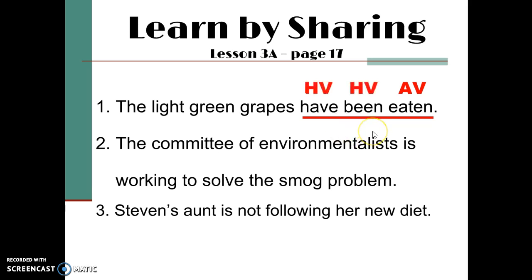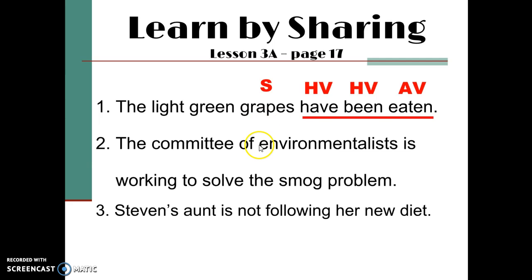One thing to note, and I saw a couple people doing this already, labeling some of these as LV, linking verbs. They'll never be linking verbs. You're never going to have a linking and an action verb in the same phrase. So either it's action or it's linking, and all the other verbs are helping. Now I'm going to root out my subject. Who or what have been eaten? The grapes have been eaten. One word that serves as the subject.